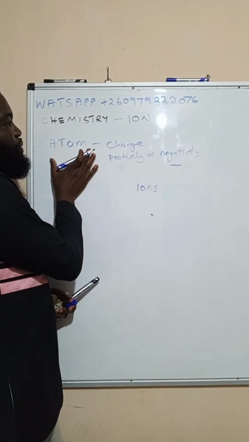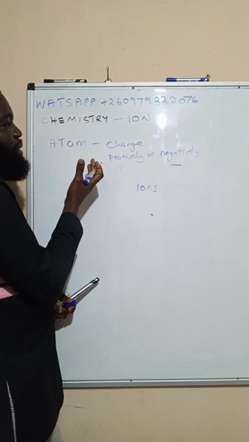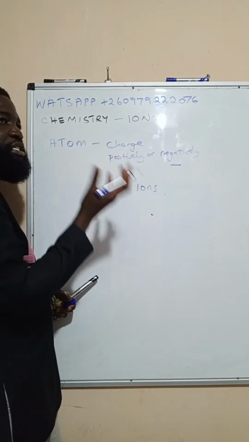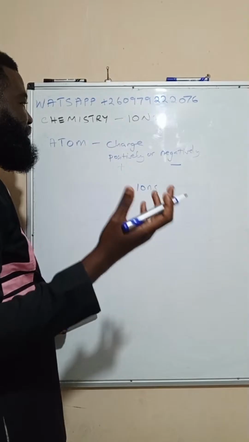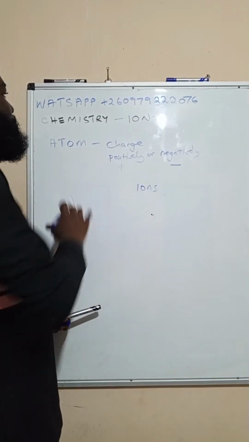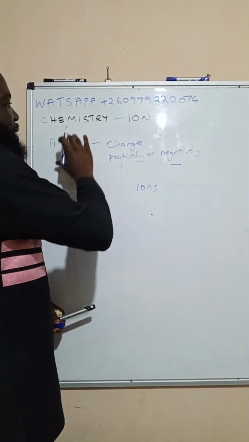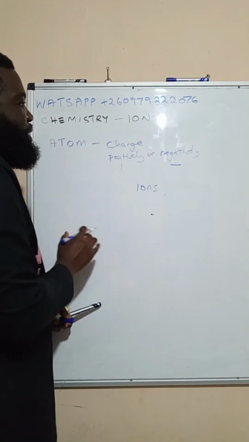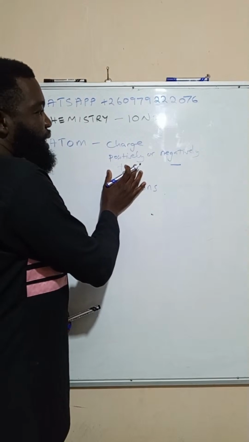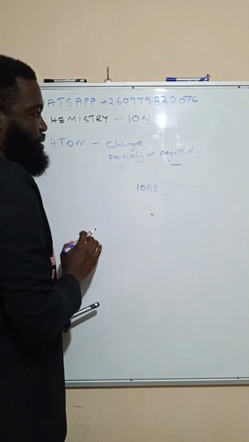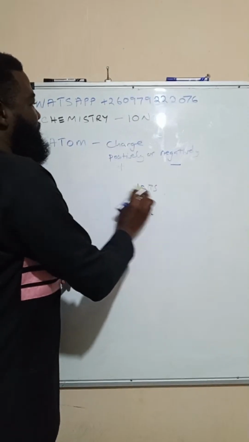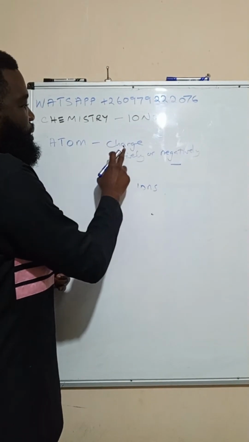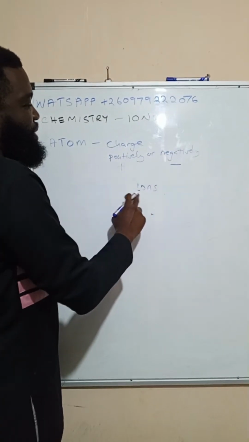You remember in the previous lesson we learned that an atom is the smallest particle of a substance that can take part in a chemical reaction. So when that smallest part is charged, when it becomes excited, it either becomes positively charged or negatively charged. When you charge the atom, either positively or negatively, it becomes an ion.